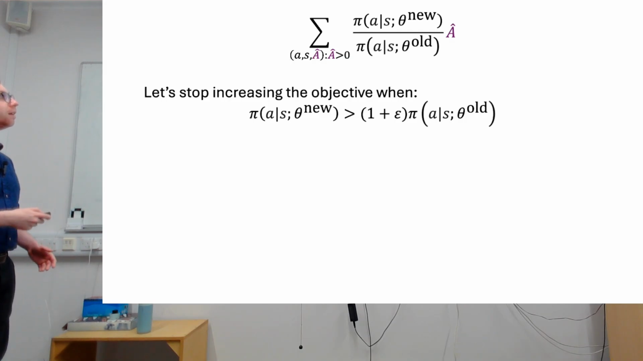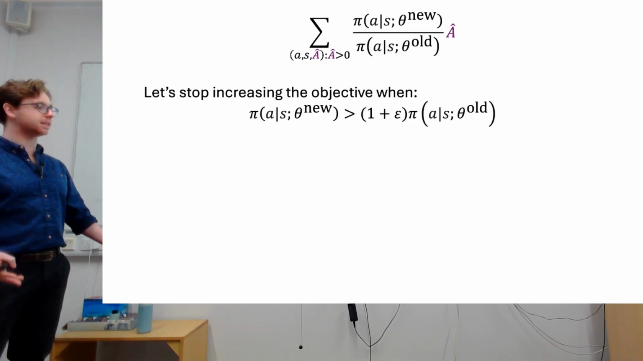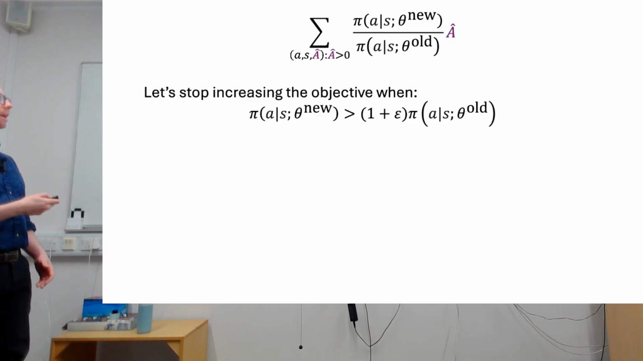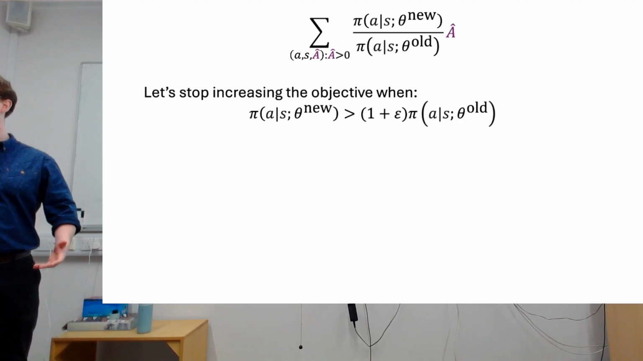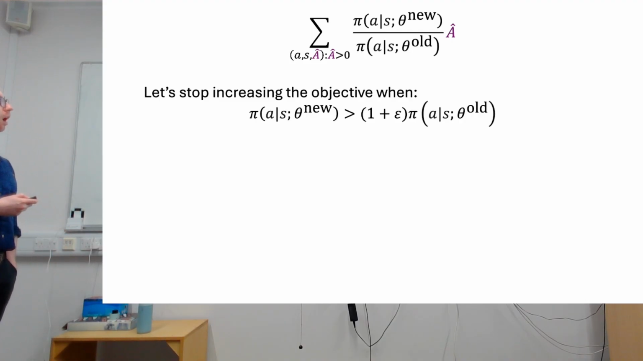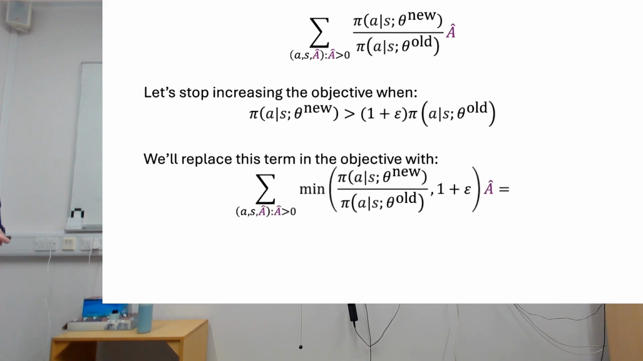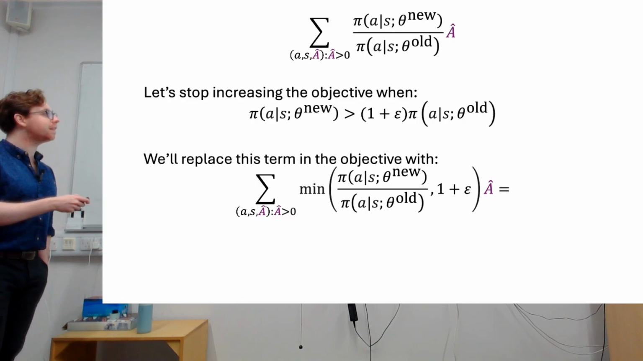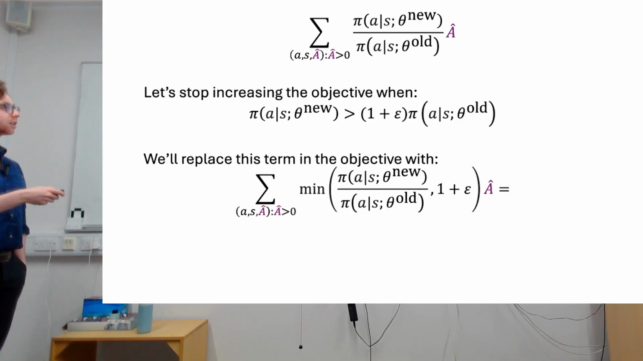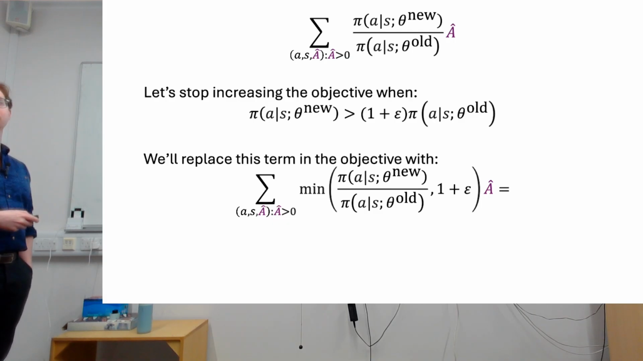And this is where, like I mentioned earlier, in practice the guarantees don't actually hold. With epsilon being 0.2, the guarantees definitely don't hold, but it doesn't matter because it works well in practice. So we're going to stop increasing the objective when the new probability exceeds the old one by 1 plus epsilon times that old probability. We'll replace the positive advantage term in the objective with the minimum of this and 1 plus epsilon times the advantage. All right? So when this probability ratio exceeds 1 plus epsilon, this thing doesn't go up anymore. It's capped at 1 plus epsilon.